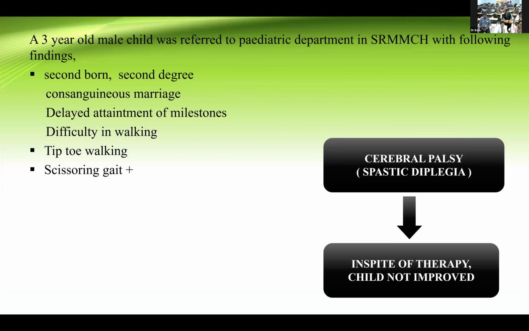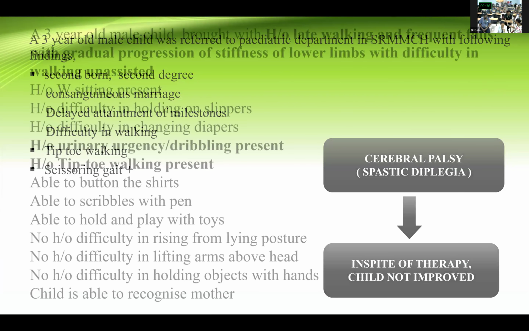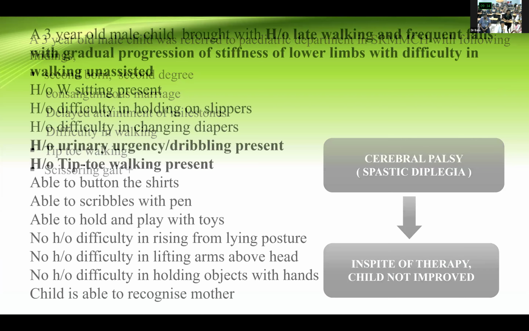So, a 3-year-old male child was referred to our department with the following findings. Child was second born to second degree consanguineous married parents, had delayed attainment of milestones with difficulty in walking, tiptoe walking was present, and a characteristic scissoring gait was present. A diagnosis of cerebral palsy with spastic diplegia was made, and child was on physiotherapy and occupational therapy for the past 1.5 years and had no significant improvement and was then finally referred here. So after taking a complete history and examination, the following evaluation was done.